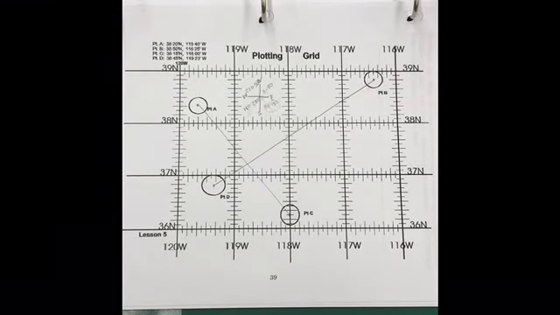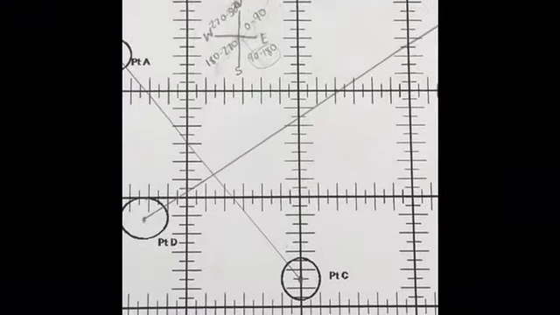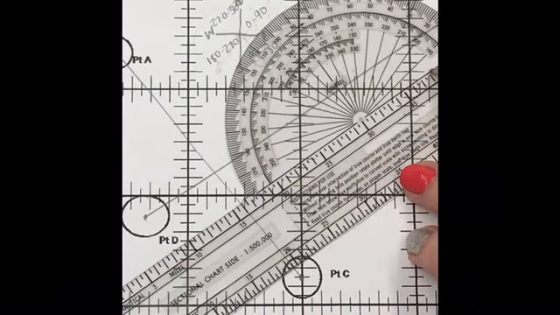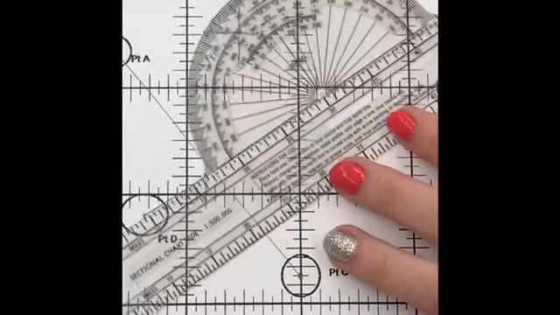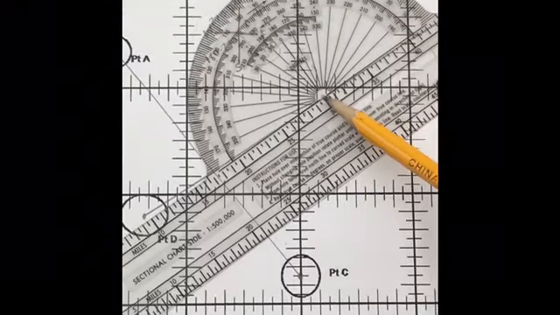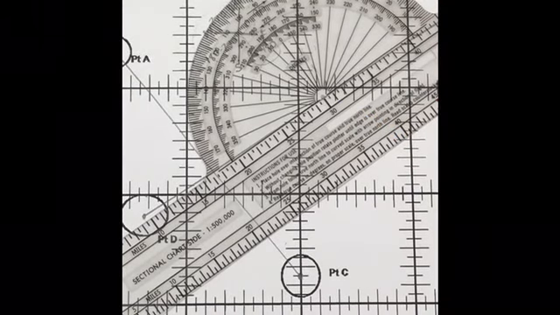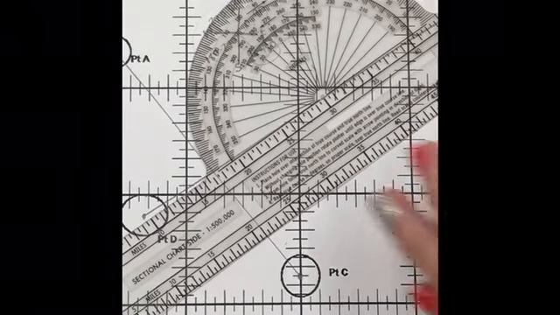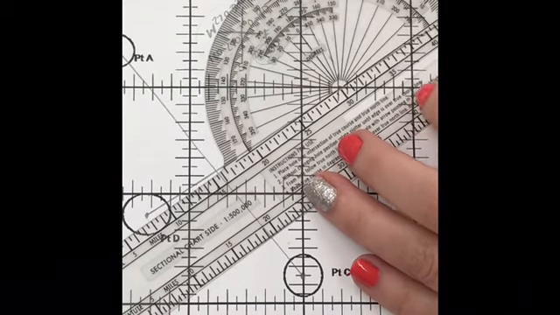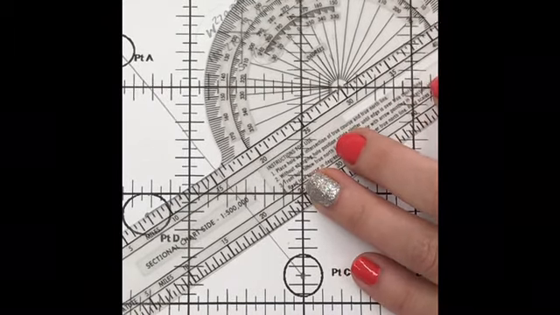Again, using the plotter, I'll zoom in a little bit here. I am going to use this line here to line it up with the line that I drew, just like that. Then I'm going to look at my dot and put that where the latitude line meets the line that I drew. I'm going to use this one here, lining that up nicely.